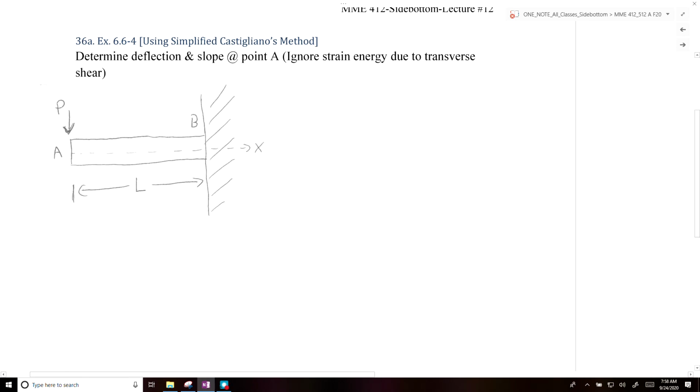So in this example problem, we're asked to determine the deflection and the slope at point A. So we're looking for delta A and the slope theta A at point A. And we're told to ignore the strain energy due to transverse shear. Okay? So in this problem, we have a cantilever beam that's fixed at point B here, and we have an applied load at point A.